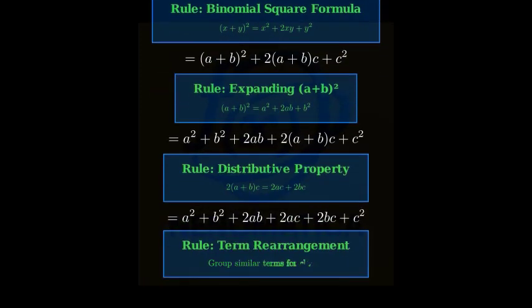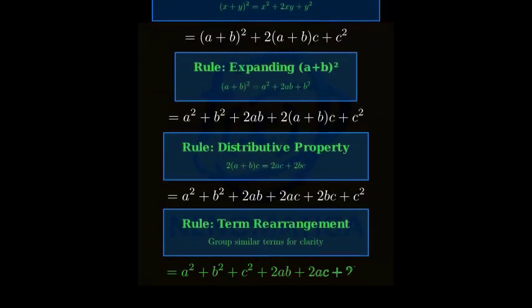Finally, we can rearrange the terms to match the right side of our original theorem. We group the squared terms together, followed by the cross product terms. This gives us a squared plus b squared plus c squared plus 2ab plus 2ac plus 2bc, which is exactly what we wanted to prove.